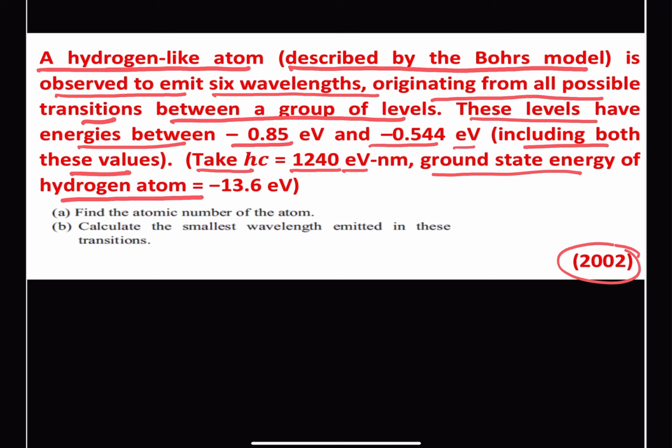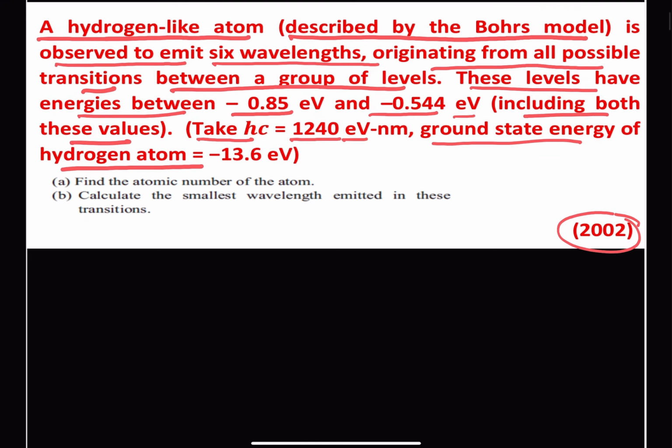Based on this, two things are asked. In part A: find the atomic number of the atom. In part B: calculate the smallest wavelength emitted in this transition. In this case, we are given first of all that it is emitting 6 wavelengths, so we start from there.